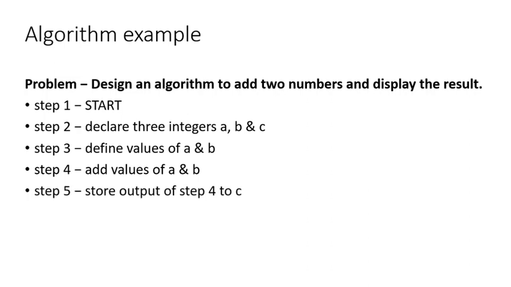Then after that, store the output of step 4 in c. Whatever result we get in step 4 after adding a plus b should be stored in c. And the sixth one is print c or display c. Whatever value is present in the c variable, we display it, it will be print c or display c. And the last one is, after finishing this, you must stop.